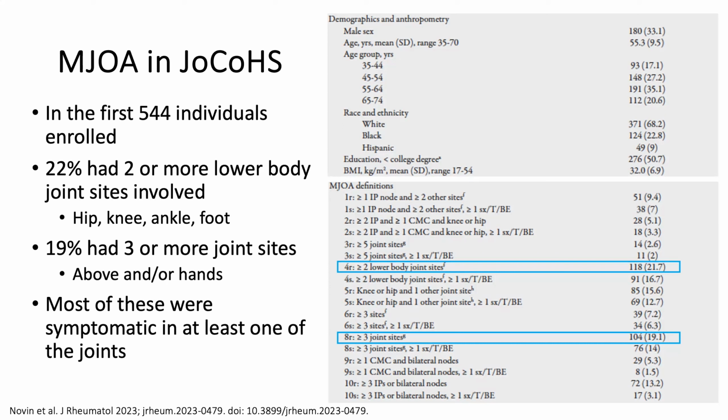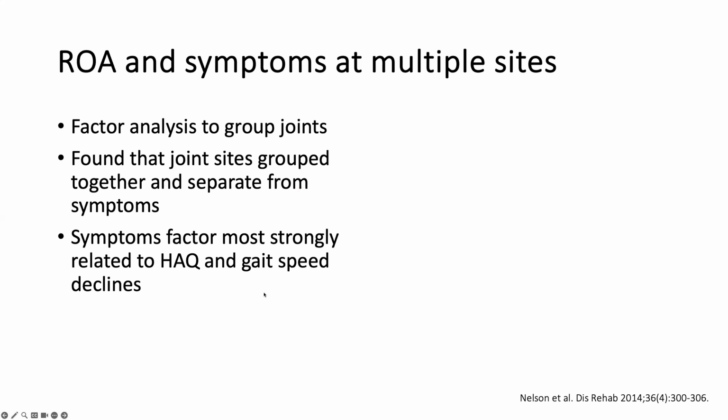19% had 3 or more joint sites that might include hands. Most of them were symptomatic in at least one of the joint sites. And you can just see kind of the demographics here. This is also in press by Sherwin-Novin at the Journal of Rheumatology. So these are not isolated to an older cohort that was enrolled many years ago. This is an ongoing and active problem.